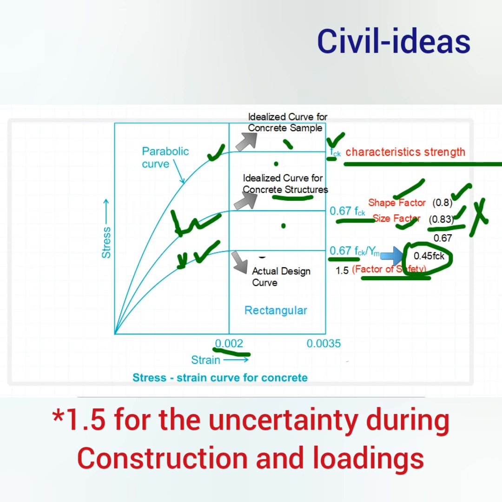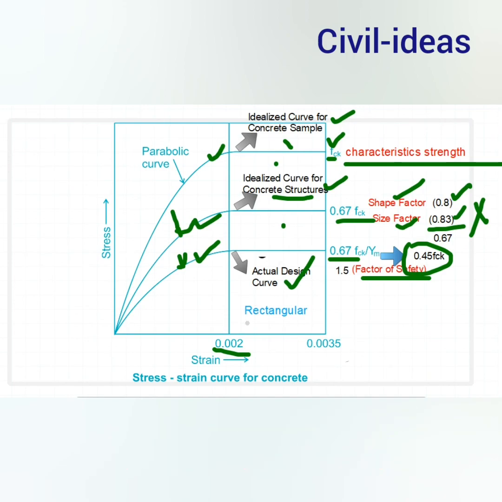So this is about all these three curves. The first one is for the concrete sample, the second is for the real structure, and the third one is for the actual design curve.